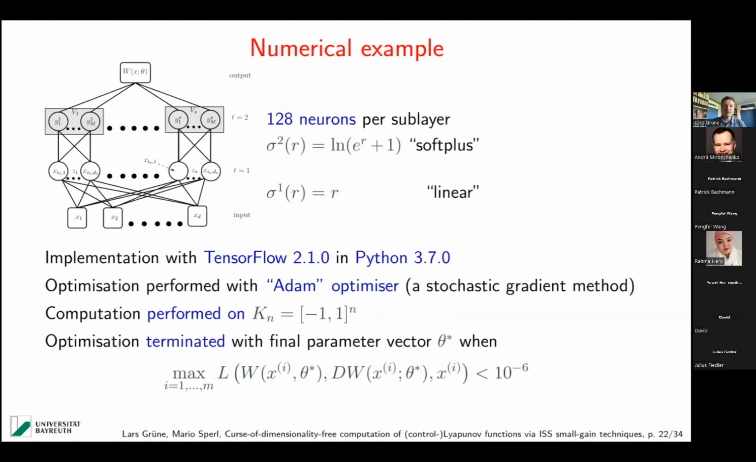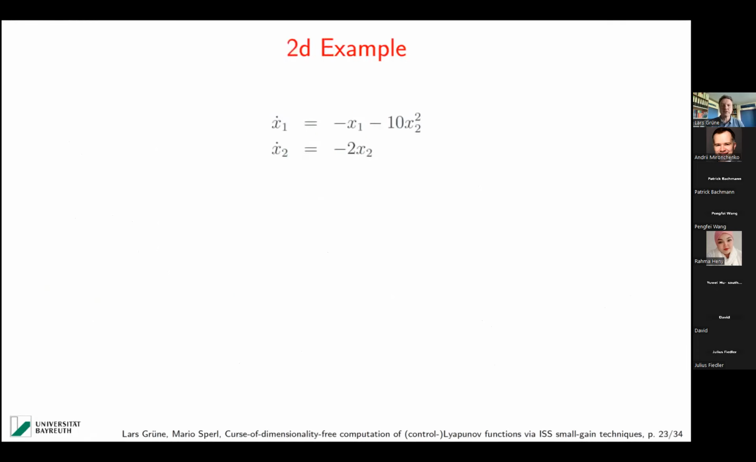This is the network structure and the program I used. These were the first attempts. We compute everything in the unit cube, and the optimization is terminated when, for all the data points that we used, we have an error of less than 10 to the minus 6 in the loss function. And this optimization is done by a standard method in neural network training, the so-called Adam optimizer. I'm not saying more about that. This is a standard tool that you have in packages like TensorFlow or PyTorch.